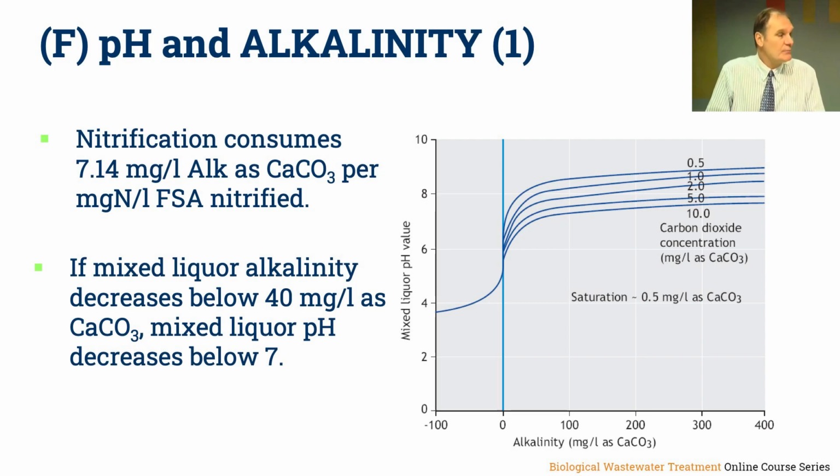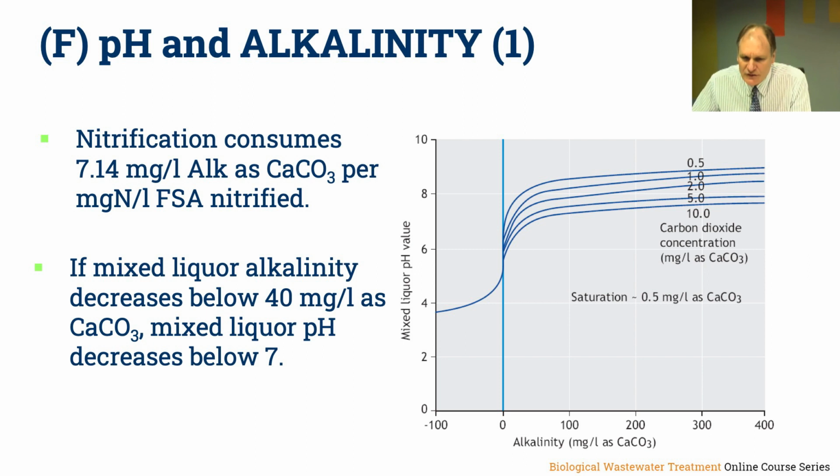And then finally, pH and alkalinity. I mentioned earlier from the stoichiometry of nitrification that nitrification consumes 7.14 milligrams per liter of alkalinity as CaCO3 per milligram of ammonia nitrified. Now, from weak acid-base chemistry of the carbonate, dissolved inorganic carbon system, we can plot the pH versus the alkalinity for various dissolved carbon dioxide concentrations in the mixed liquor.